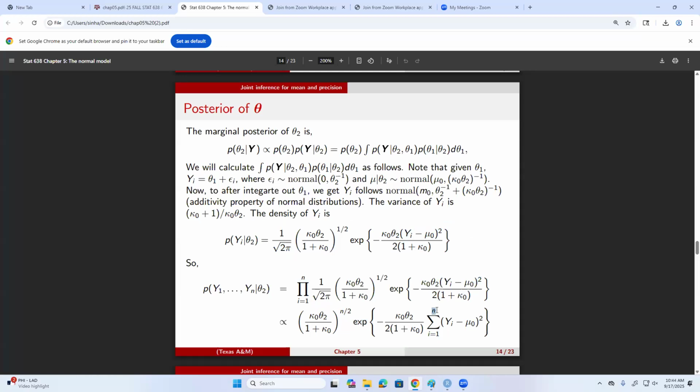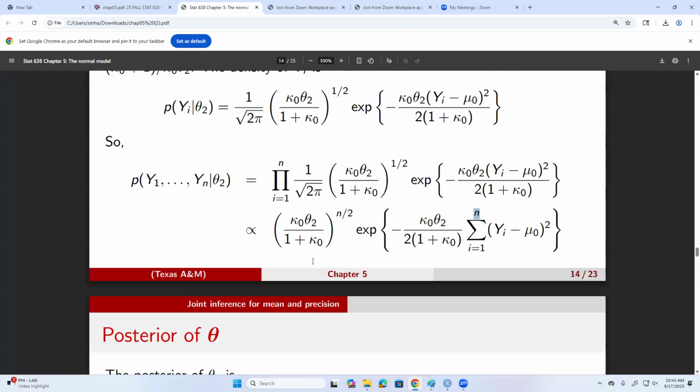Now look at this expression. This expression only involves theta 2 as the parameter and the data. There is no theta 1.